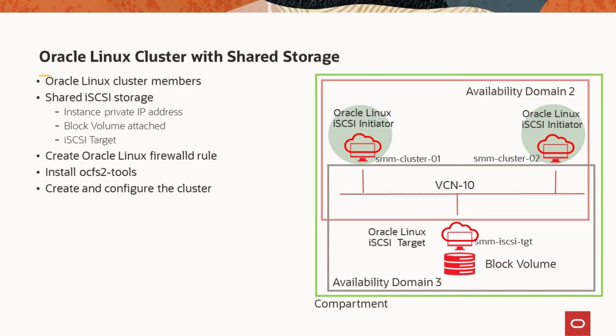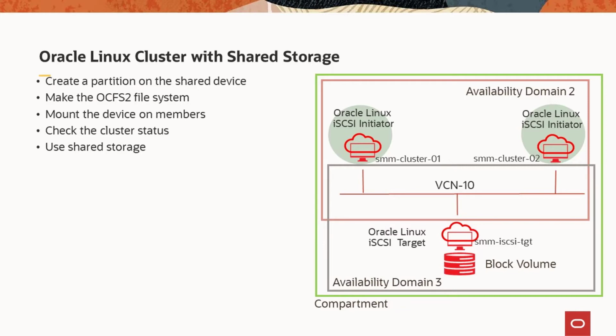In the following demonstration, we apply a rule to the firewall for port 7777 and install OCFS2 tools to configure the cluster. After the cluster instance ports are set, from one of the cluster members, we create a partition on the shared storage device. Then we make the OCFS2 file system before mounting on each cluster member. The cluster status is checked, and then the shared storage is ready for access from each cluster member. Now, you see how to perform this configuration in the following demonstration.